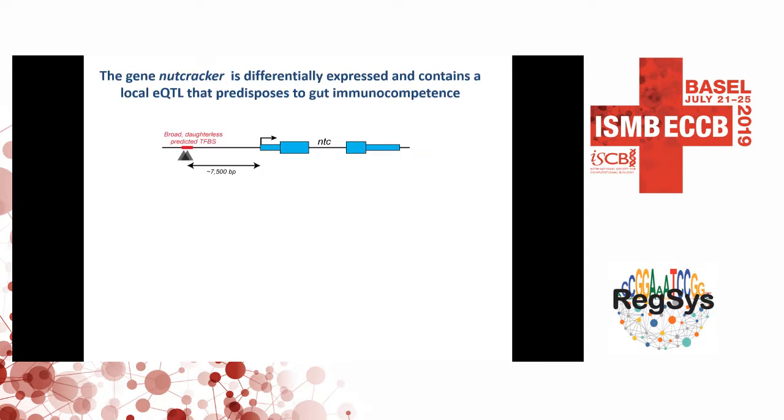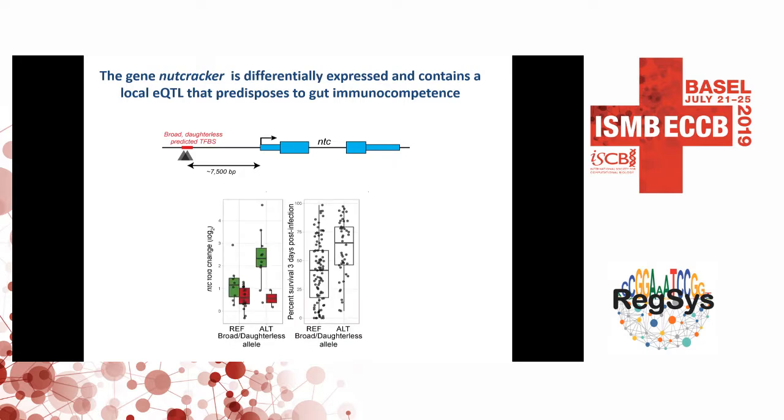Okay, so then we looked at the locus of Nutcracker. Interestingly, we found one variant that we had previously predicted to be a local eQTL. It was about 7 kb upstream of the transcription start site, and it seemed to cover binding sites for the transcription factor broad or daughterless, which I'm going to come back to in a moment. So we then looked at what the effect was of these particular variants on the expression of Nutcracker.